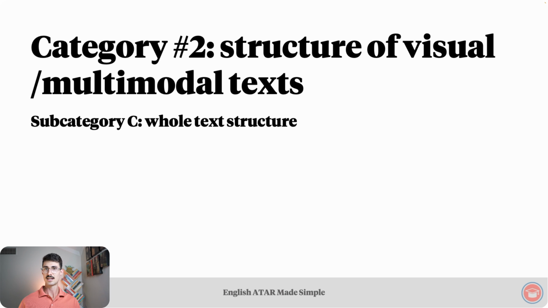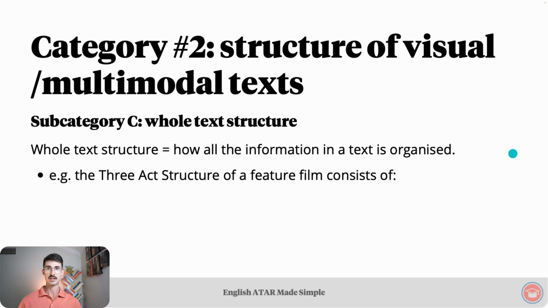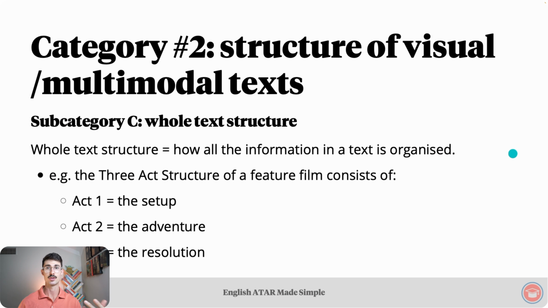Lastly, subcategory C for category 2 is whole text structure. Once again, this has the same meaning as subcategory C for category 1, and this is just how all the information in the text is organized. Example, we've got the 3-act structure of a feature film, and this consists of Act 1, the setup, Act 2, the adventure, and Act 3, the resolution.